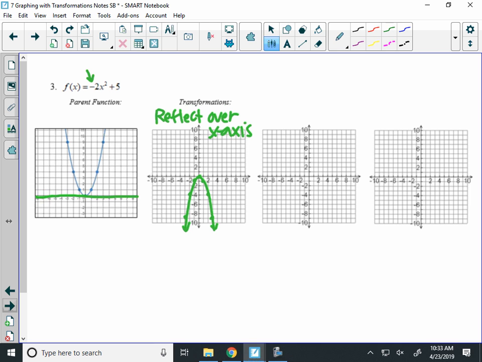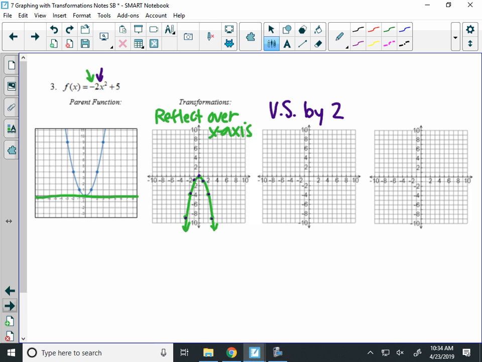So you can go ahead and plot those points there. Go ahead and pause the video if you need to. The next point, the 2. Well, that 2 is in front of the x. It's multiplied. So that is a vertical stretch by 2, which means your y values are getting 2 times bigger.